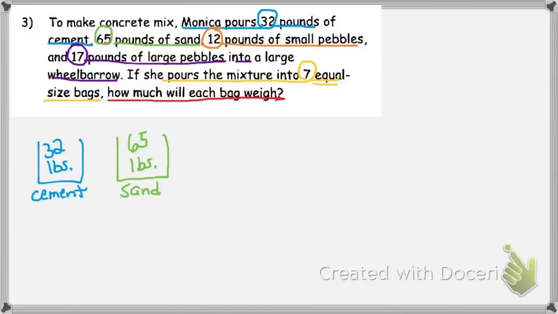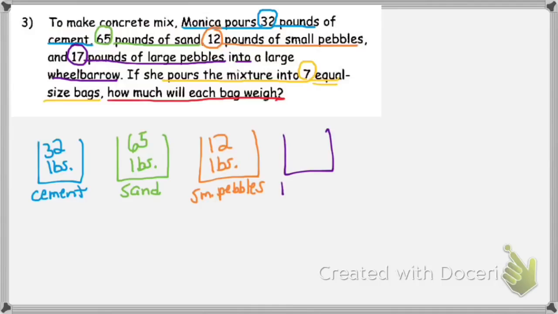It also says that she has small pebbles. I'll make my small pebble container, abbreviated small, and there are 12 pounds of that. And I know that there are large pebbles. Here's my large pebble container. I abbreviated large, and there are 17 pounds of large pebbles. So I know those are all the things that she has, and she's going to pour them into her wheelbarrow. After she pours it into the wheelbarrow, she's going to take what's in the wheelbarrow and make it into 7 equal-sized bags.